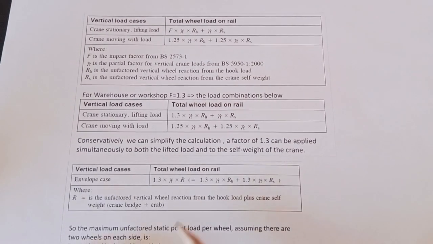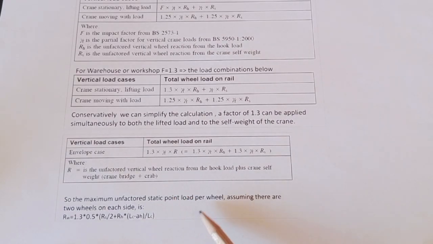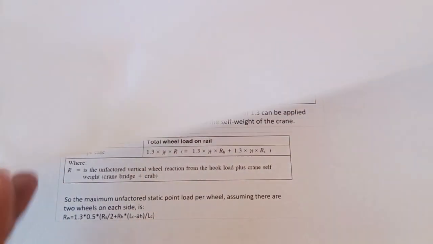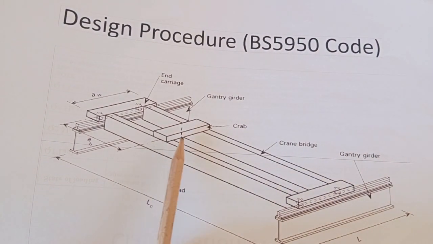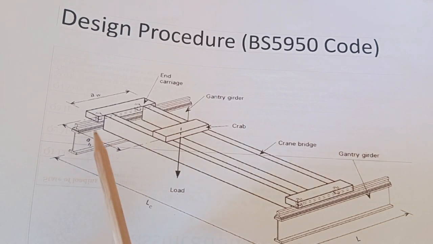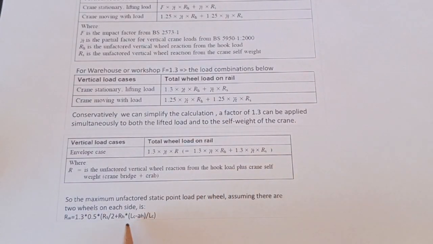So the maximum unfactored load, point load per wheel, should be half of this one. 1.3 times half RS over 2 RH, LH minus AH on LS. That is just simple calculation for this equation here. It is just reaction based on the distance between AH and LC. And if AH is close to 0, we have the biggest reaction here. But anyway, it is just per each wheel.